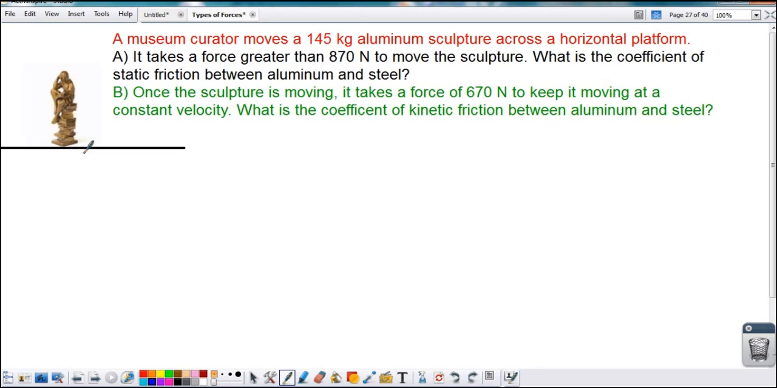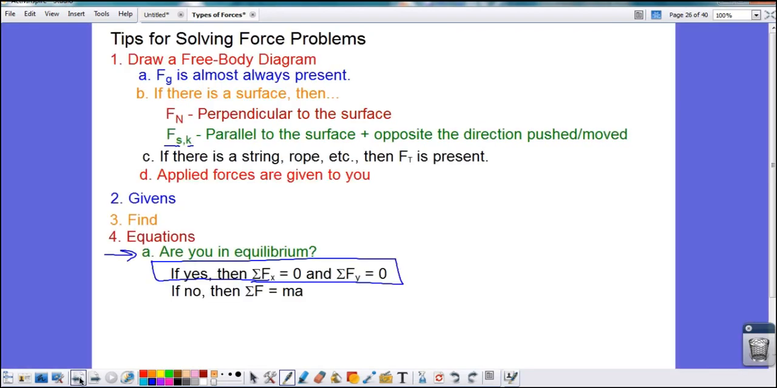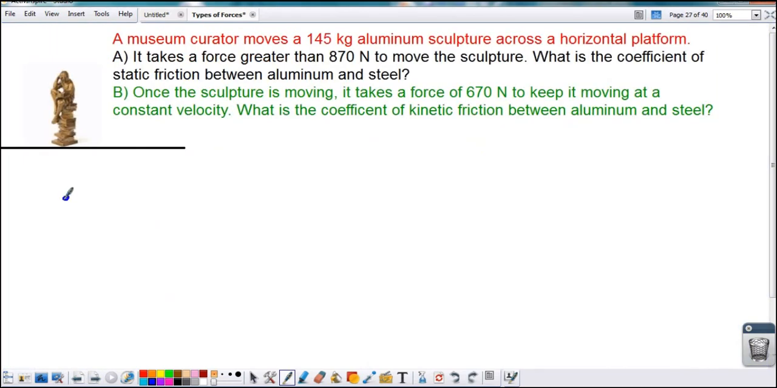So, going back and looking at our hints. Step 1, draw a free body diagram. So that is what we are going to do. I'm just going to put a little dot here to represent the statue. Okay. If we look at our various forces, gravitational force is almost always present. In this case it is because we are near Earth's surface. So we've got a gravitational force. Okay. It is sitting on top of a horizontal platform, so there is a normal force that is perpendicular to the horizontal platform, which would be vertical. So we've got a normal force.